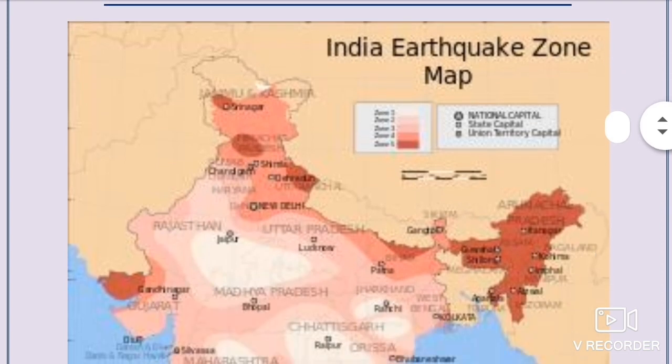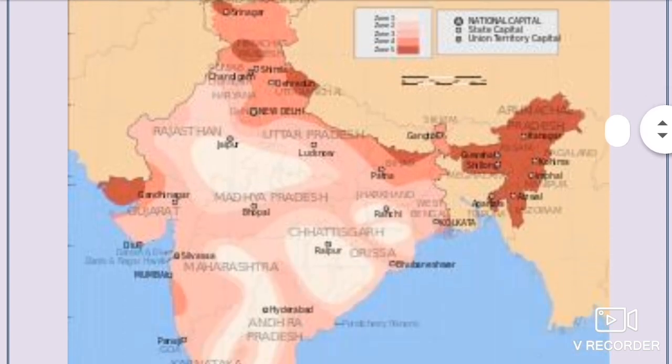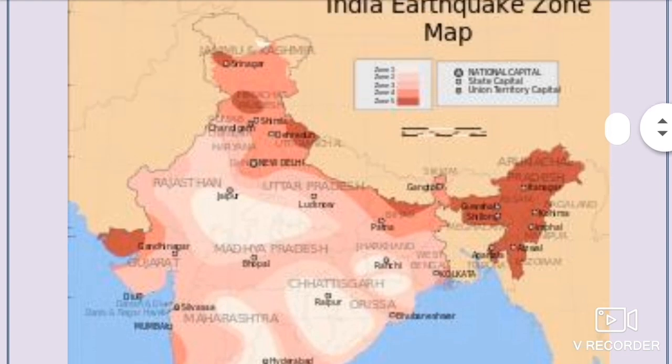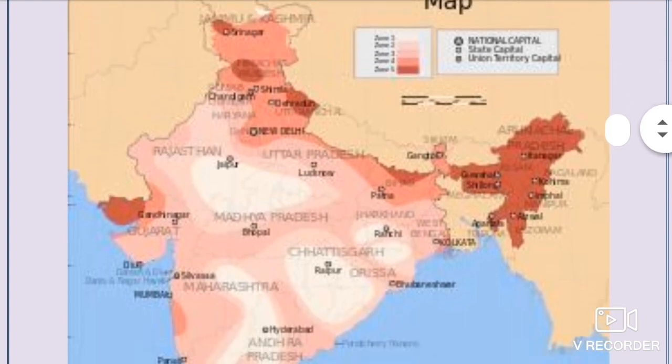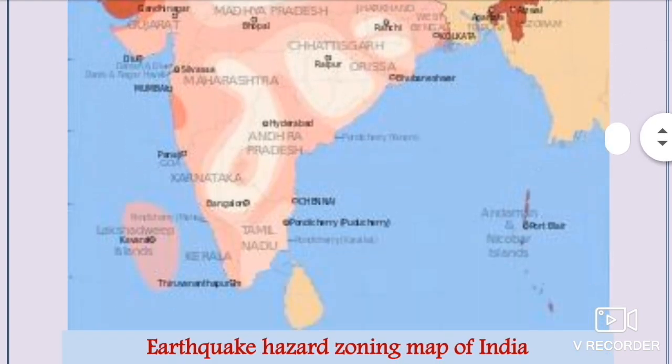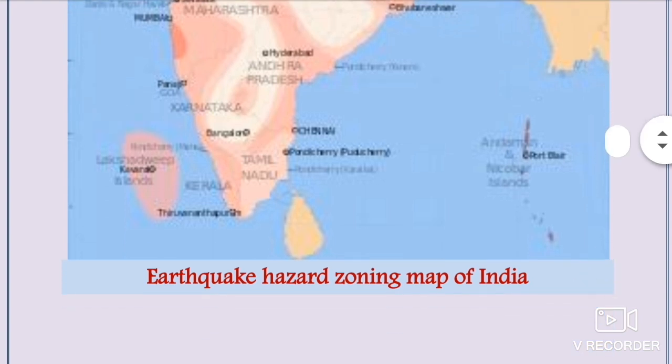And this is the same map we have discussed earlier. Because this map is not so clear, I have discussed it separately on a different slide, and I will provide the link as I have said. So this is the earthquake hazard zoning map of India.